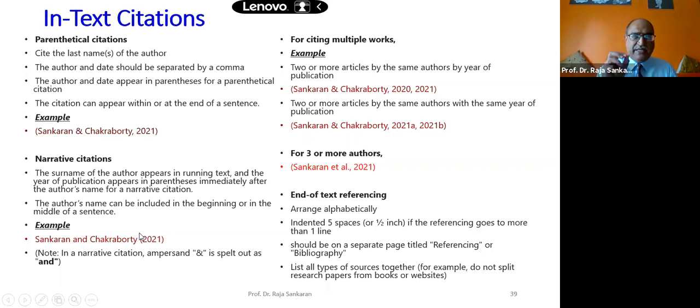So based upon the place where you are using it in the sentence, as well as your writing style, that differs whether you should use a parenthetical or a narrative citation. And if you're using single author, multiple authors, more than 2 authors, how should it be? And then at the end of the text, the reference. So please be aware of this and make use of this.